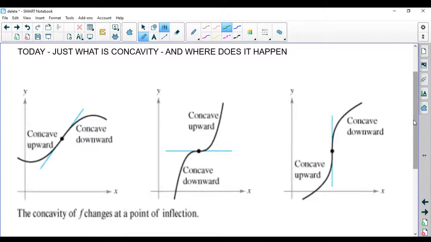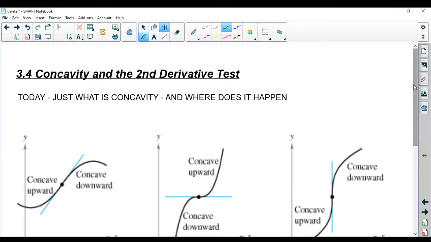Okay, today we're going to talk about concavity. A graph is concave up, you can look down here, if it's shaped like a bowl, if it would hold water. Concave down would be like an inverted bowl, if it wouldn't hold water. So this graph is concave up from here to this point and concave down, and so on.